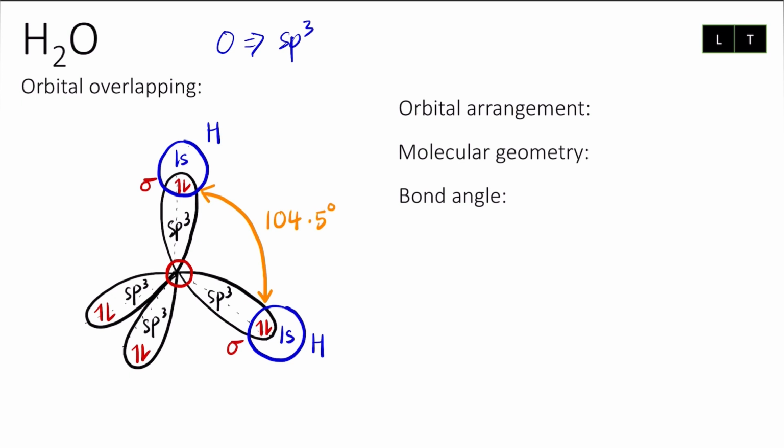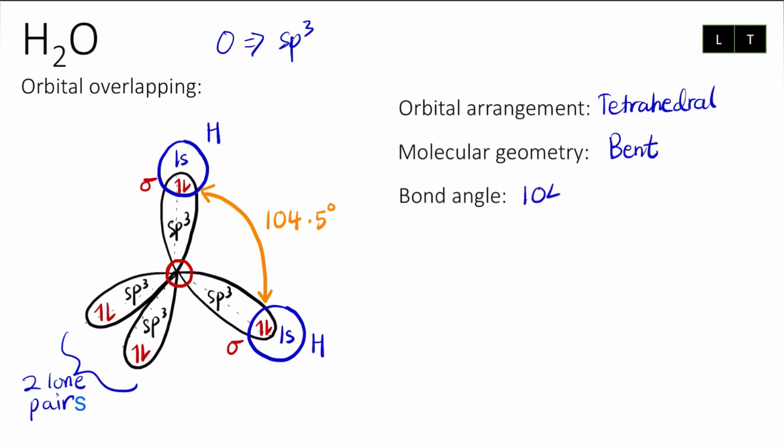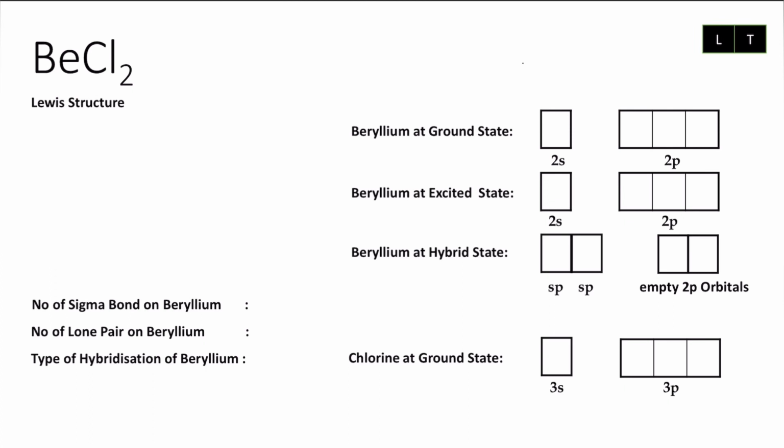And then, orbital arrangement for this one adalah tetrahedral, because we got sp3. And then, molecular geometry for water, sebab dia ada lone pair dekat sini, ini adalah untuk two lone pairs. So maknanya kita tahu dia akan berubah menjadi bent ataupun V shape. And the bond angle mesti tulis yang spesifik sebab ini water. So you have 104.5 degree. Now let's go with the next example.